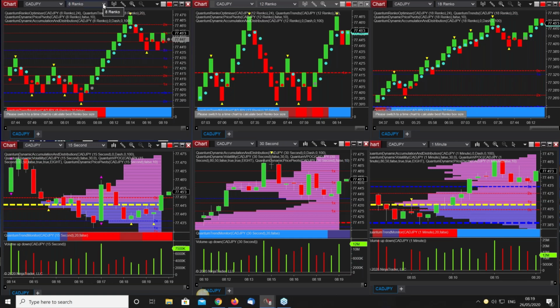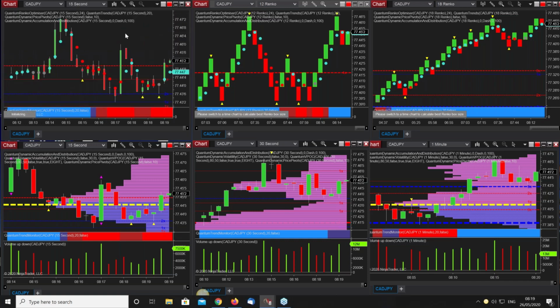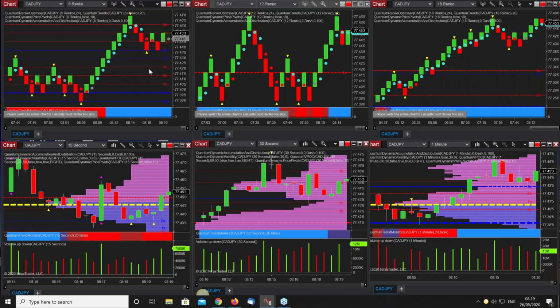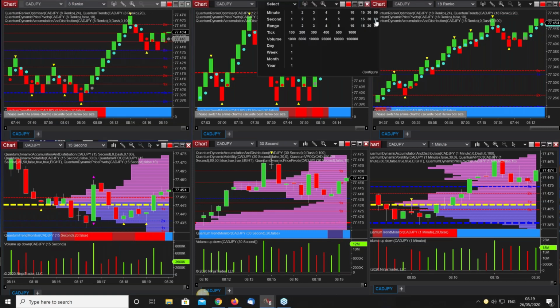So if I change this, just check it's the right speed. If I click on that, that's 15 second. That'll pop up and tell me what brick size I need to be trading on 15 second. It's delivering 8, so we're on 0.8. Then we just click over onto here. We'll go to 30 second.